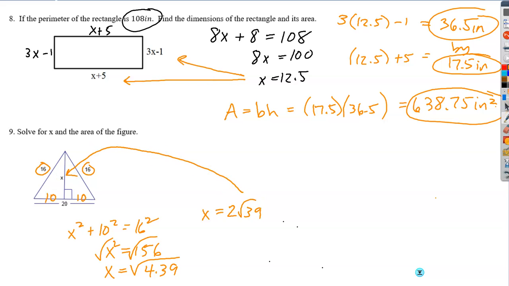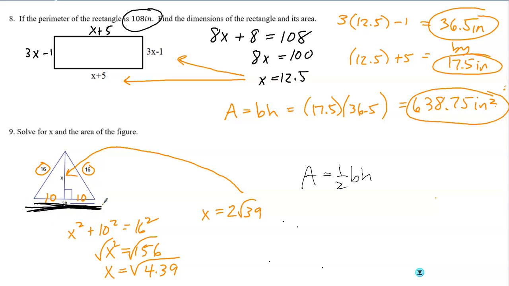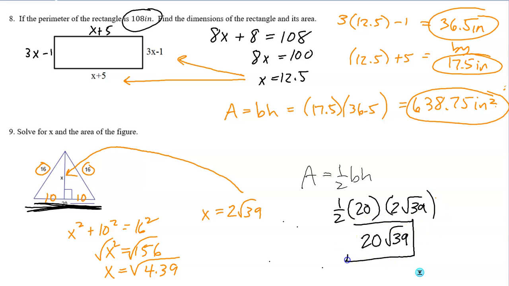Now we need to do the area of the triangle. Don't forget, it's 1/2 base times height, but be careful because your whole base is 20, not 10, right? So the base was 20, and the height that met it was this guy we found, 2 root 39. So then I end up with 20 root 39, because half of 20 is 10, times 2 is 20 root 39. And there were no units, so that's your final answer.